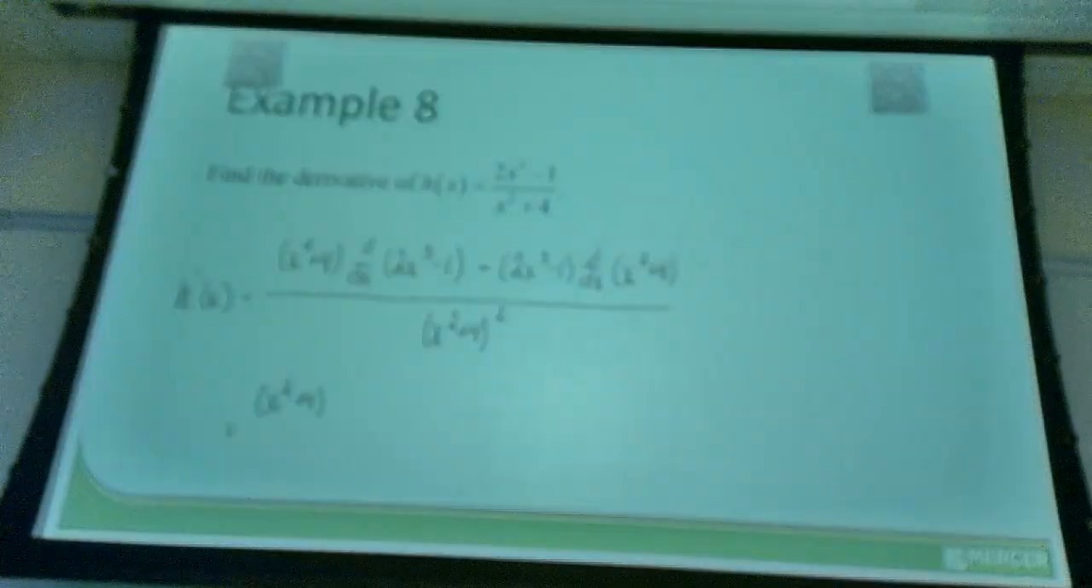What is the derivative of 2x cubed minus 1? 6x squared. Derivative of x squared plus 4. And as a general rule of thumb, just leave the denominator alone. Oh, now we get to simplify it.